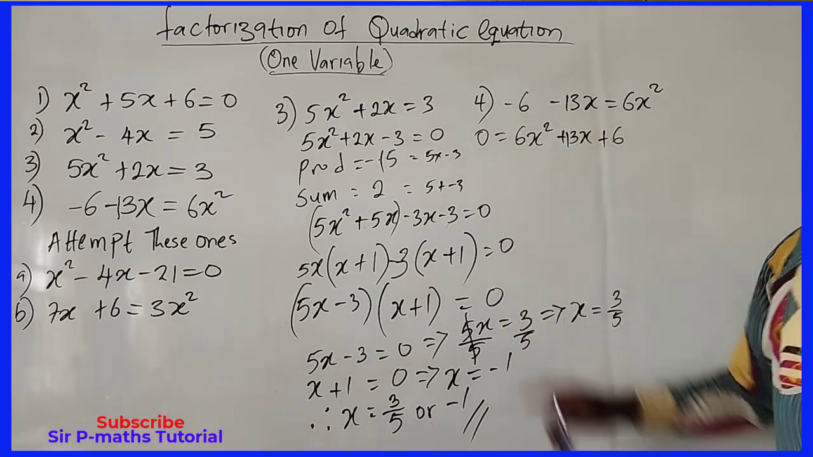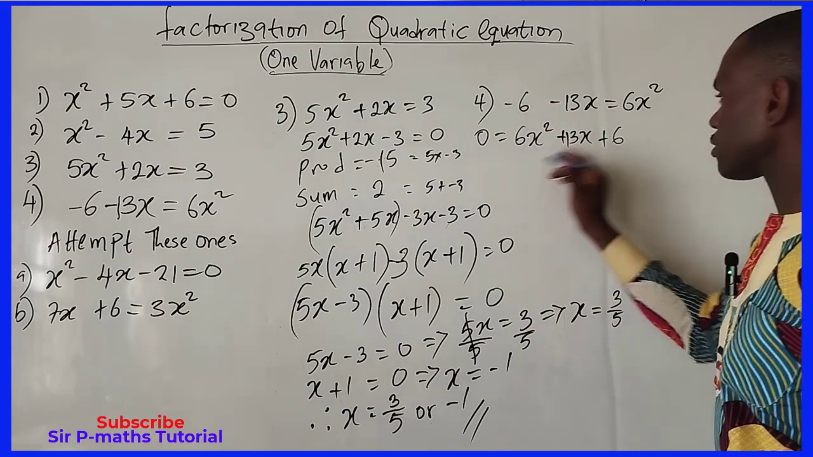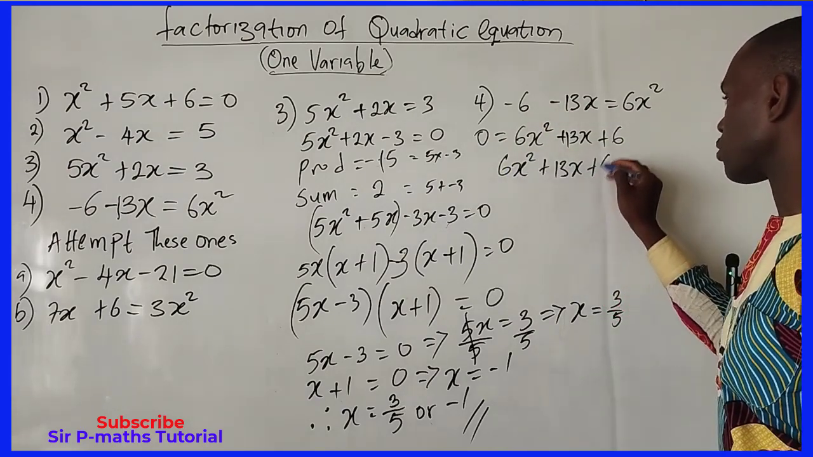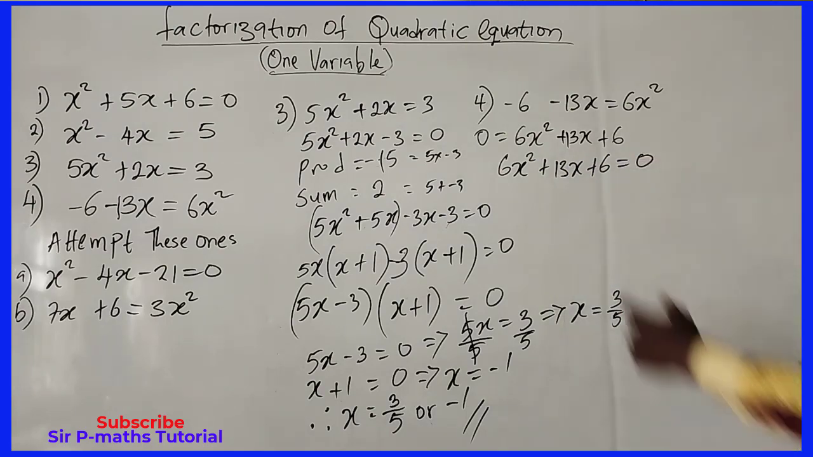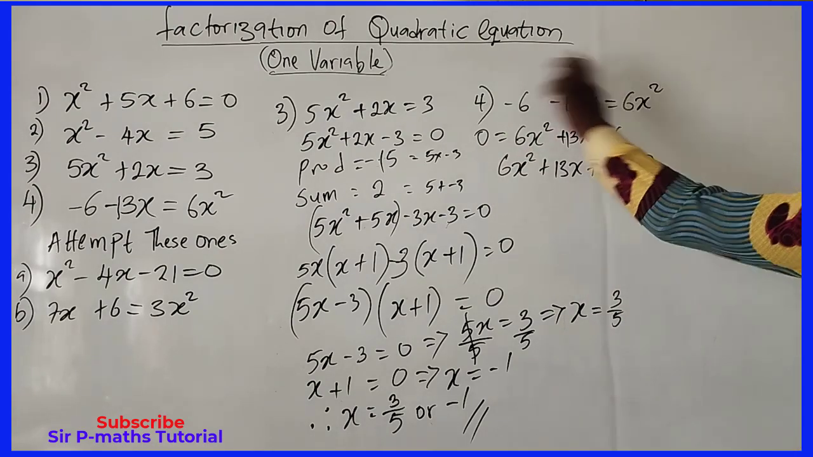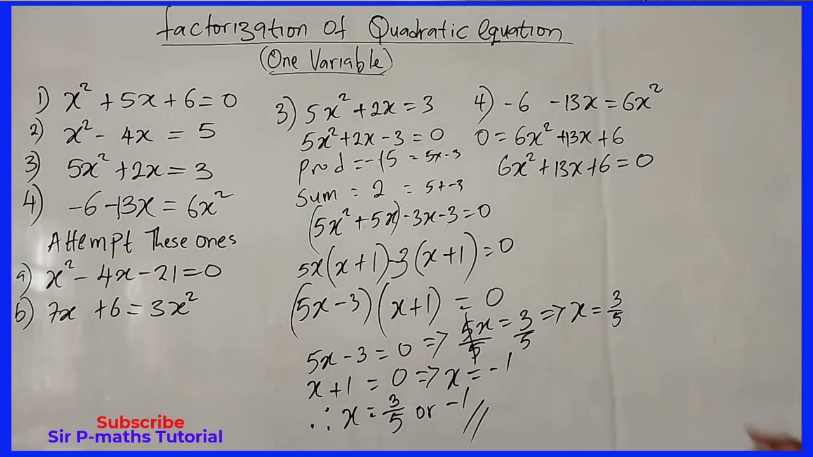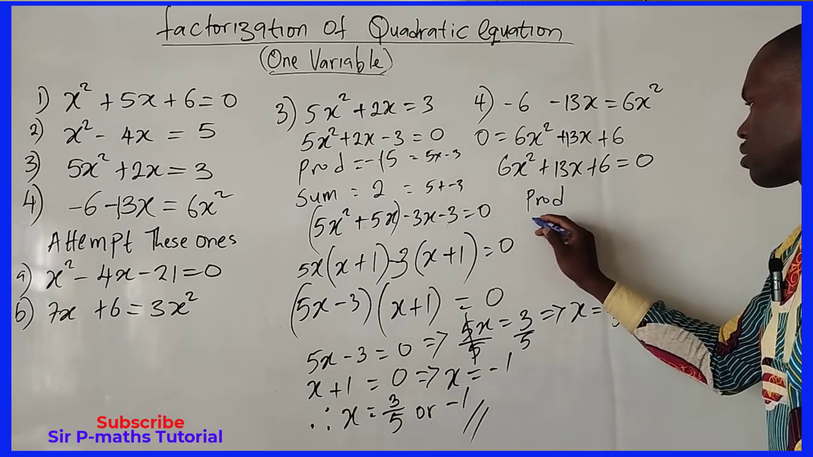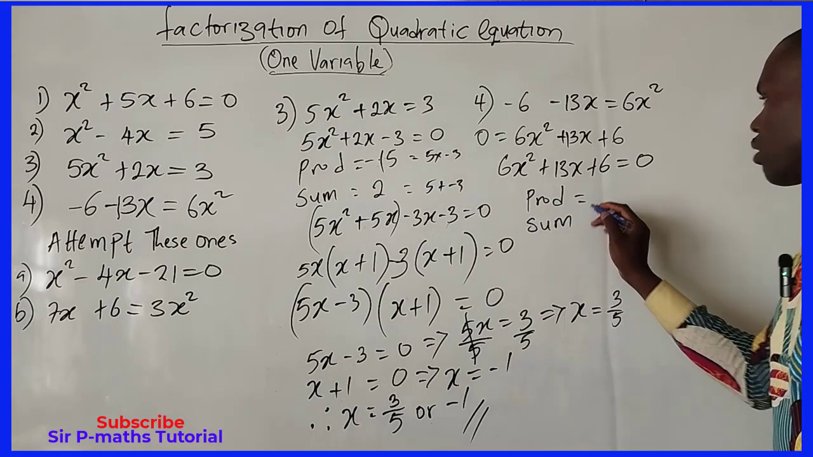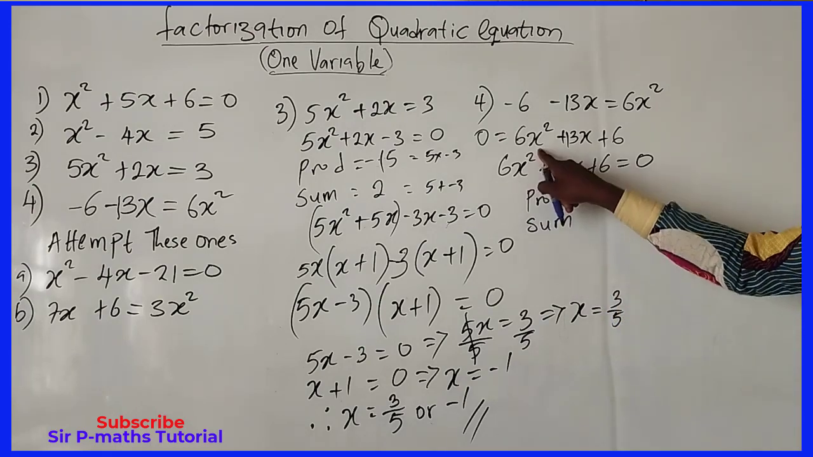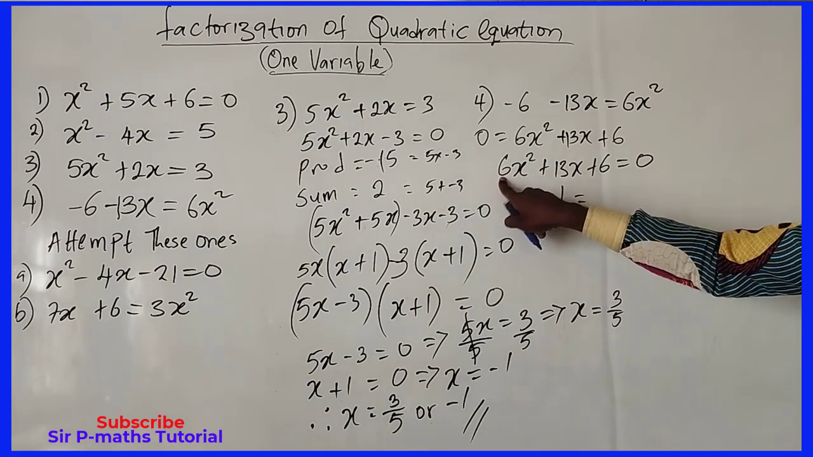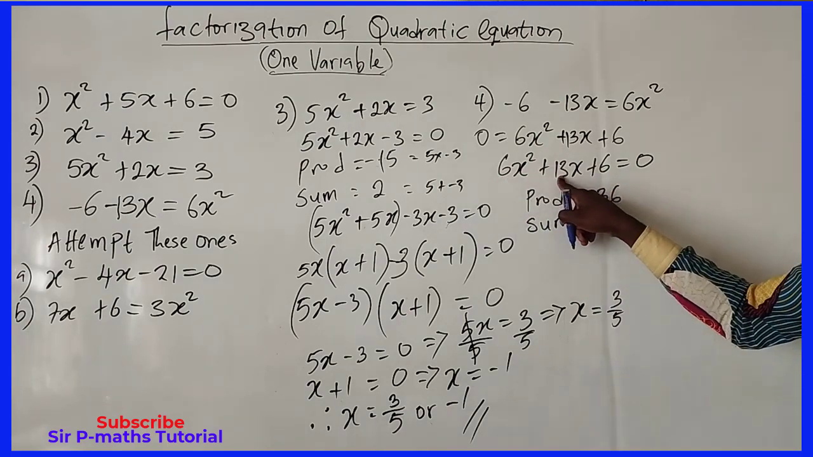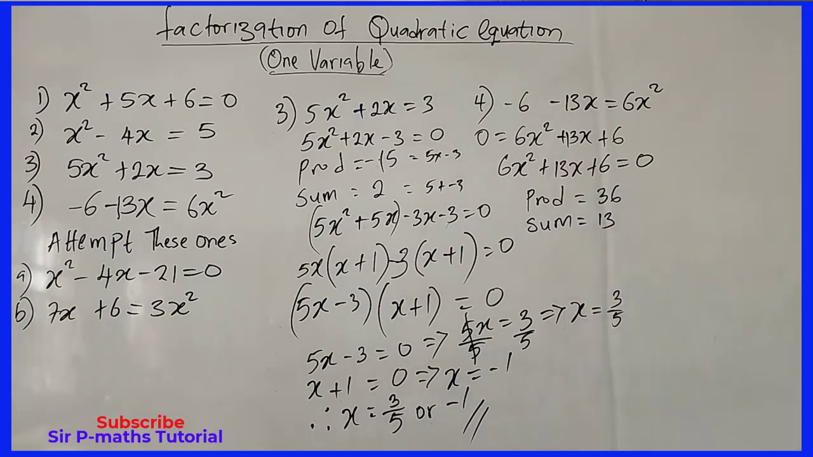I only have 0 to the left hand side. Then we can rearrange it as 6x squared plus 13x plus 6 equal to 0. Taking 0 to this side and these whole numbers over to this side. Then we solve. The first thing I'll do is to get my product and my sum. My product, recall, my x squared has a coefficient 6. Use it and multiply the constant. I will have 36. Then my sum is 13.